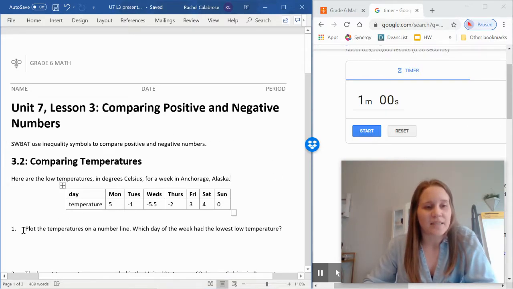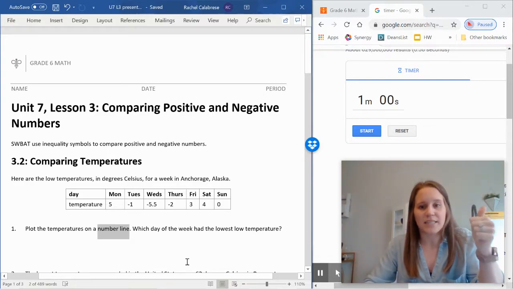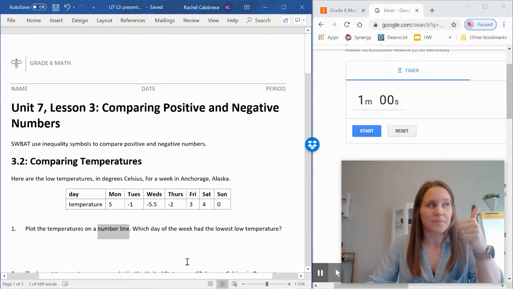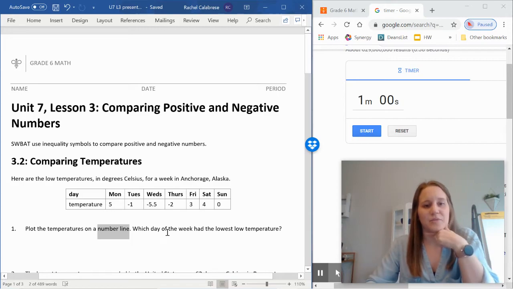Number 1 says, plot the temperatures on a number line. Which day of the week had the lowest low temperature? All right, so 2 steps there. 1 is I'm going to put all of these temperatures on a number line. And 2, I'm going to answer this question, which day of the week had the lowest low temperature?